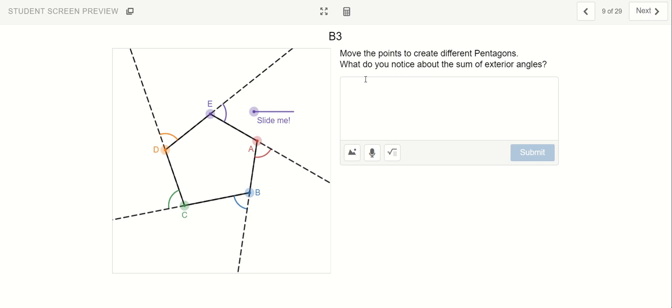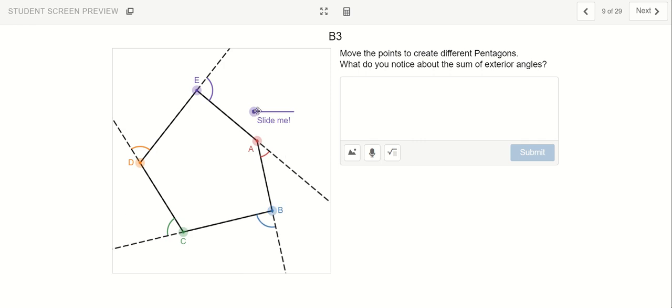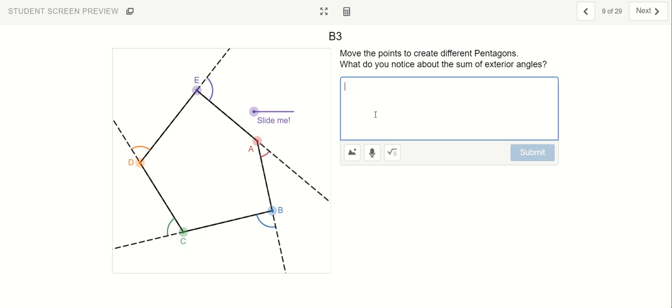All right, if you're not sure, we can use this to help prove. Notice that if I move the corners, I can create a different pentagon. So it can make a different shape pentagon. And if I move in the corners, notice how all the corners combine to make a circle. So all of the outside angles combine to make a circle. And we know that a circle is going to be 360 degrees, right?